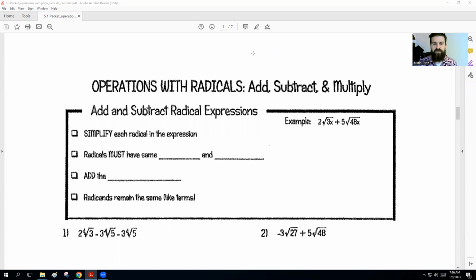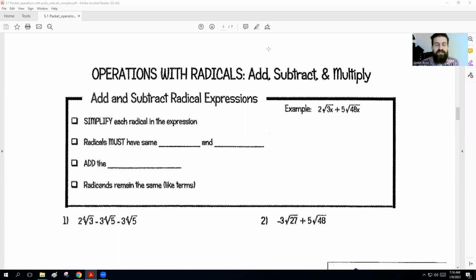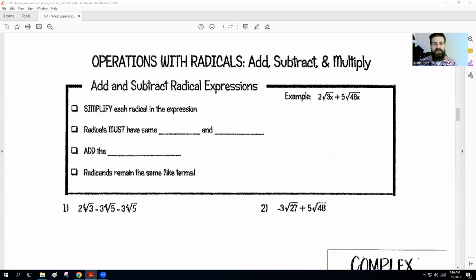So in 5.6, what we're going to be doing is adding, subtracting, and multiplying complex numbers. Complex numbers are kind of similar to polynomials, except we have radical expressions here. In order to add or subtract radical expressions, the first thing we must do is simplify the radical expressions.